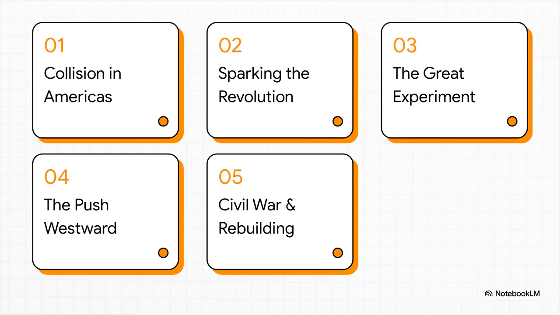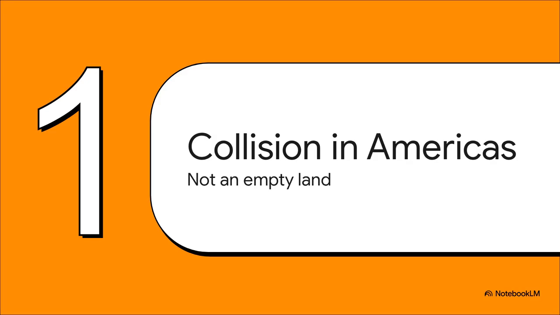We'll start with collision in the Americas, move into sparking the revolution, dive into the Great Experiment itself, look at the push westward, and finally wrap up with the Civil War and Reconstruction. All right, let's jump straight into part one, collision in the Americas. Because as we know, the New World definitely wasn't an empty land.